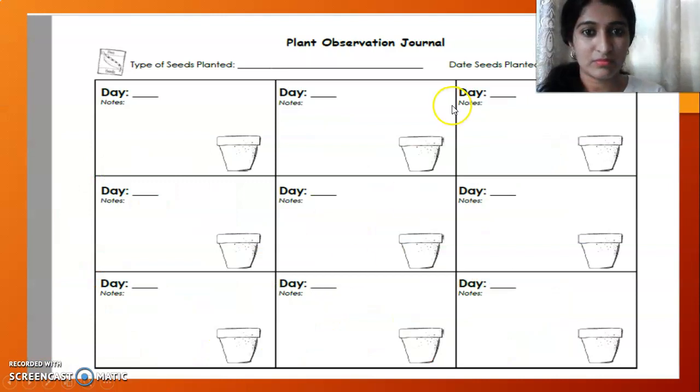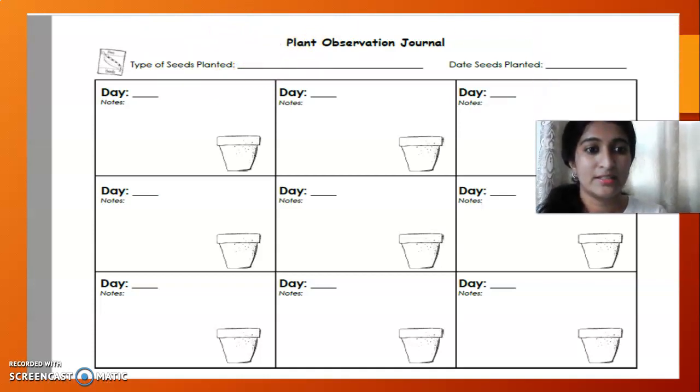Okay, and this is your plant observation journal. You need to type or write the seeds you planted. For example, if you took a chili seed, you write chili seed, or if you took a sunflower seed, you write sunflower seed. You need to name the seed which you have taken, and this is where you write the date the seed was planted. For example, if you are planting today, you need to write today's date.